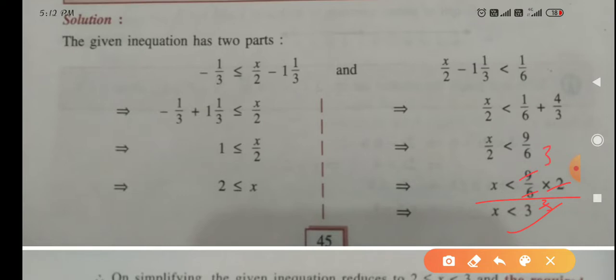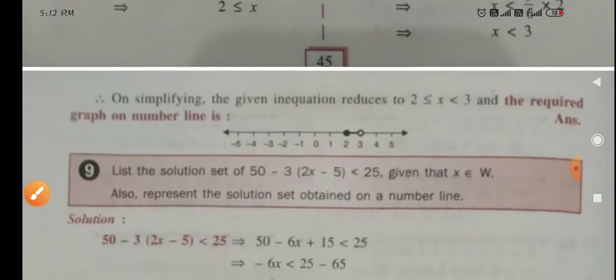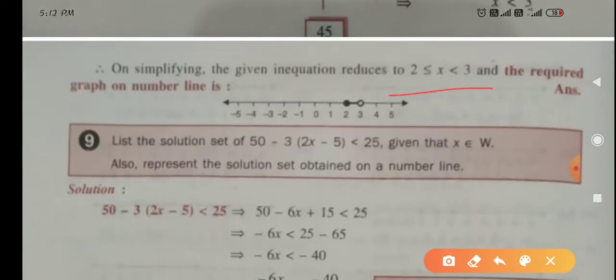Now you will make the combination. You can combine 2 is less than or equal to x is less than 3. I told you how to combine.